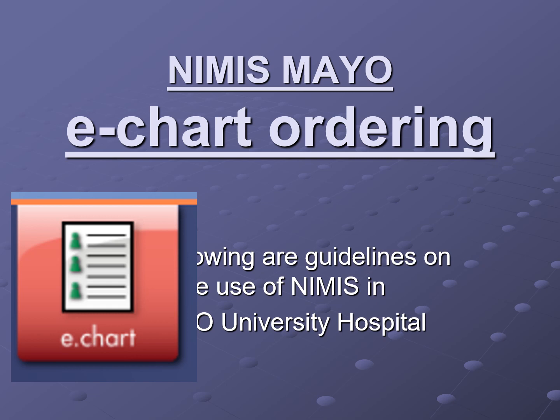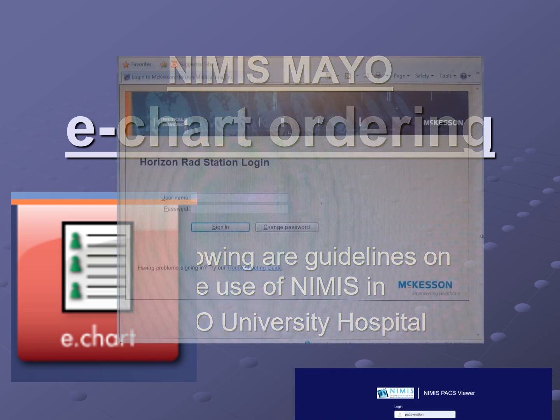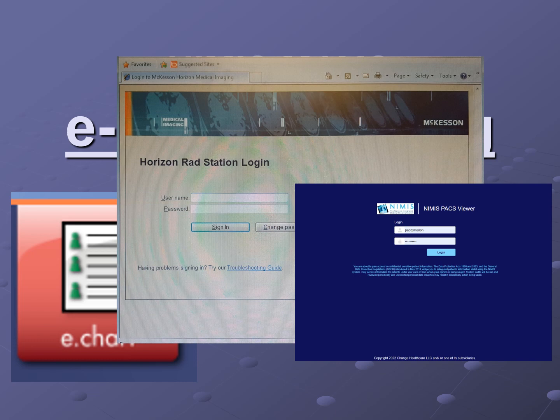In this session, you will be shown how to use the eChart ordering module for Mayo University Hospital. You will also be shown how to log into NIMIS PACS. When you have completed this presentation, please contact the PACS office to obtain your login details and password. If you are not attending the training session in the radiology department but viewing this presentation remotely, you can obtain the pocket guides referred to hereafter from the PACS office.